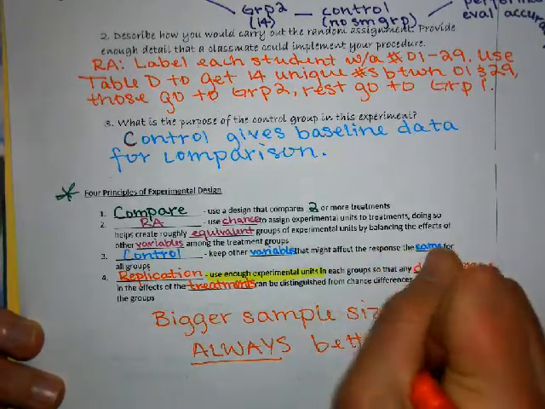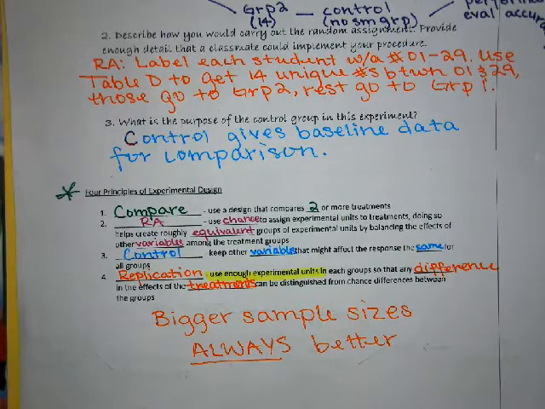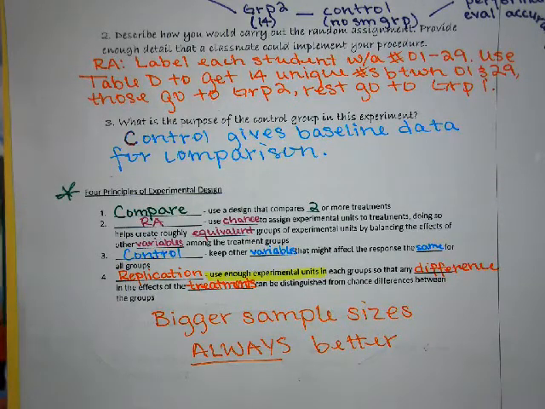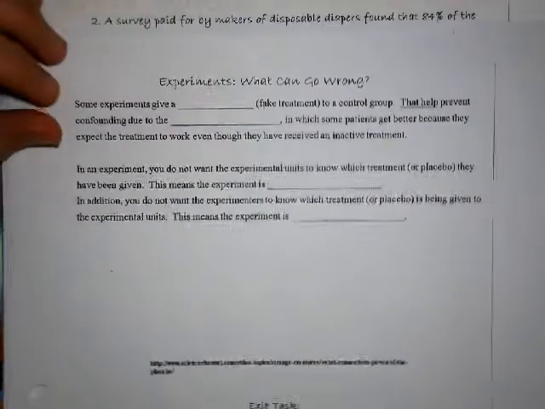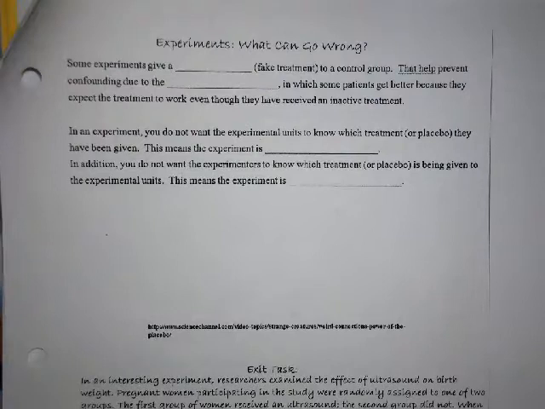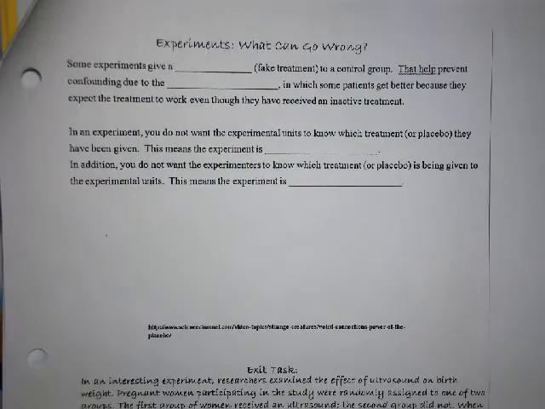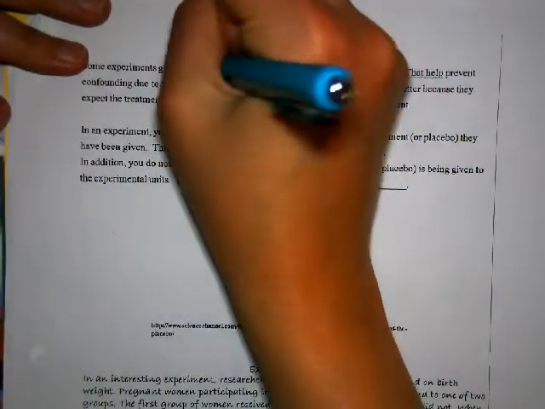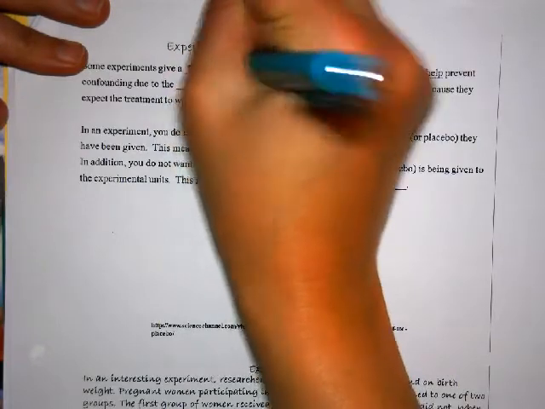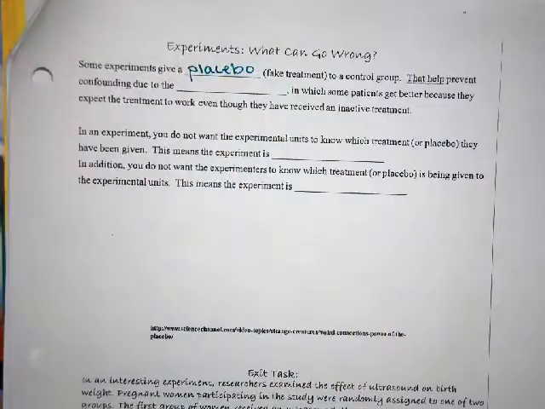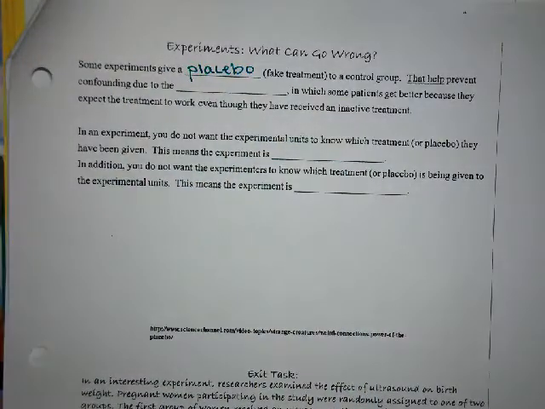All right, and then of course, just with samples, experiments can have issues. So, experiments, what can go wrong? Some experiments give a placebo, which is a fake treatment, to a control group. That helps prevent confounding due to the placebo effect.